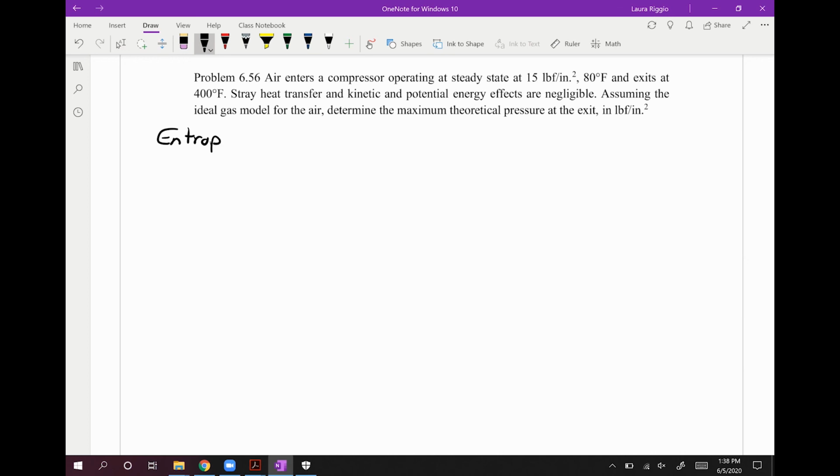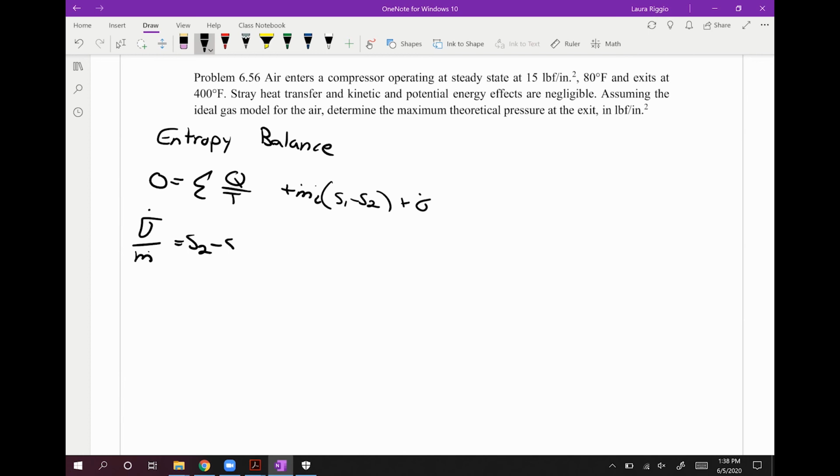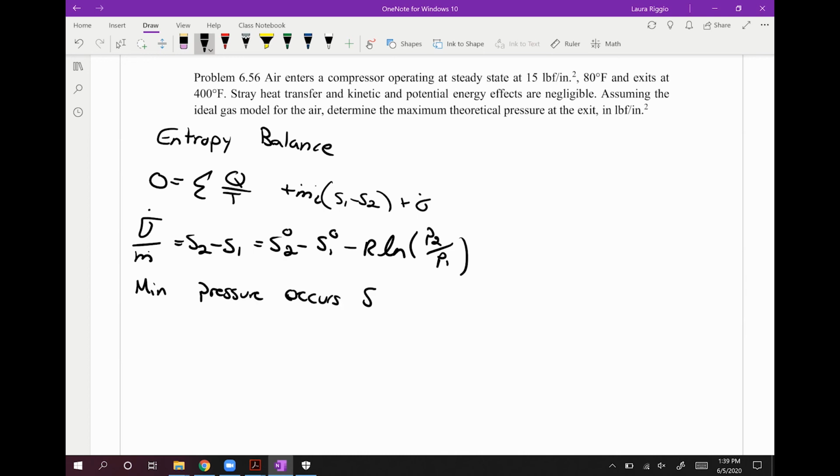So from our entropy balance, we have 0 is equal to the sum of Q over T plus m times S1 minus S2. Let's reduce. So our entropy production per unit mass flow rate is equal to our change in entropy, which is equal to s°2 minus s°1 minus R times the natural log of P2 over P1. The minimum pressure occurs for no entropy production.